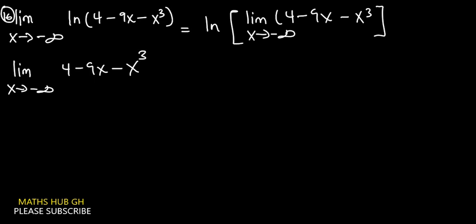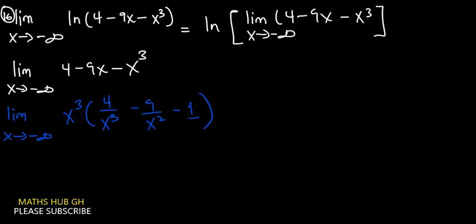Okay, so you can't do the direct substitution now because you're going to have an indeterminate form. So what you're going to do is factor out the highest power of x from the expression. So you're going to have the limit as x approaches minus infinity, then x cubed, bracket open 4 over x cubed, minus 9 over x squared minus 1. Okay, this is what you are going to have.